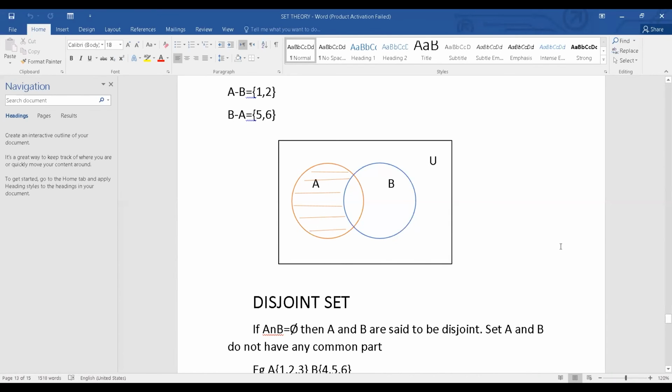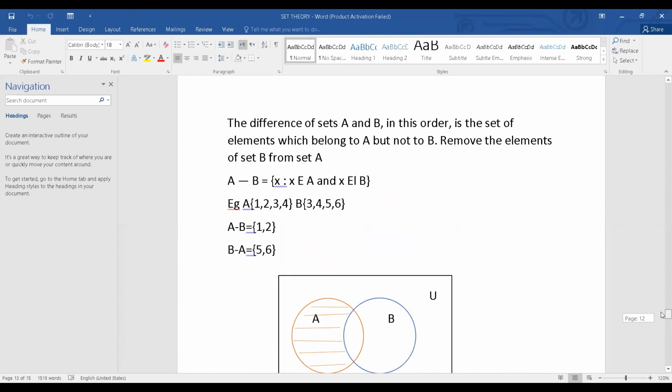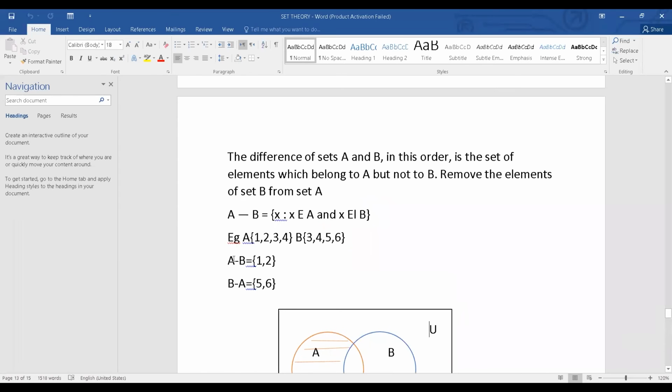Again, what's the difference? We're removing set A from set B or set B from set A. So when we have set A, 1, 2, 3, 4, we're going to remove the elements that are also in B. 5, 6 is not there in A, so we don't care about that. We only care about the elements present in both A and B. The ones in B are 3 and 4, so we're going to remove 3 and 4. Then what's remaining is 1 and 2. That is set difference. Very simple.